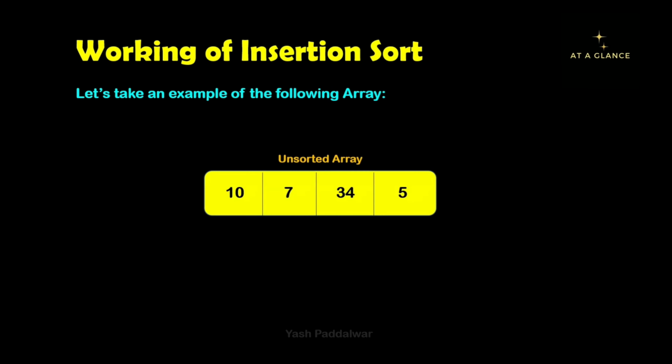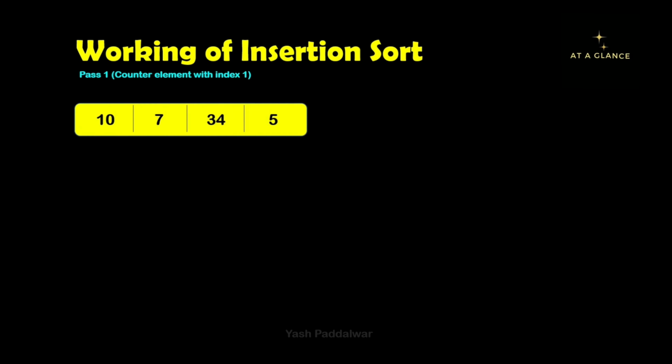Now let's have a look at the working of insertion sort. Here we have taken an example of an unsorted array of 4 elements: 10, 7, 34 and 5. Now as per the algorithm, we know that we need to start with the second element. So in the pass one, we have the counter as 1. So our second element, which is at index 1, is 7. So chief equals 7 and counter equals 1.